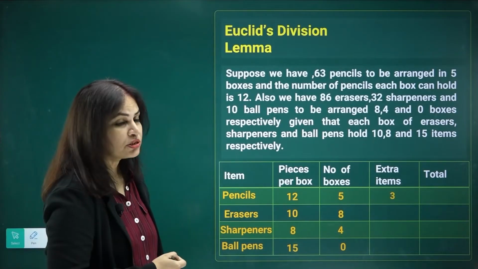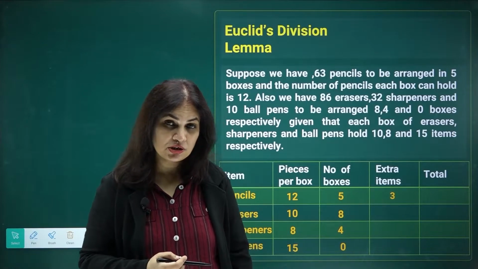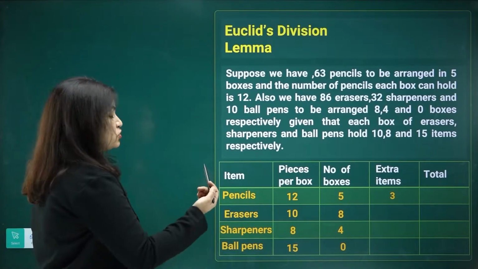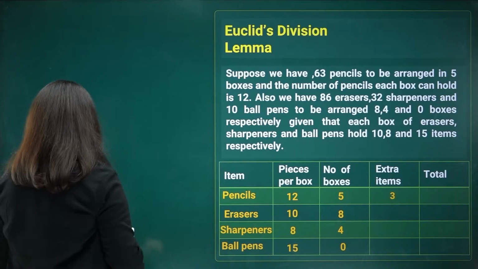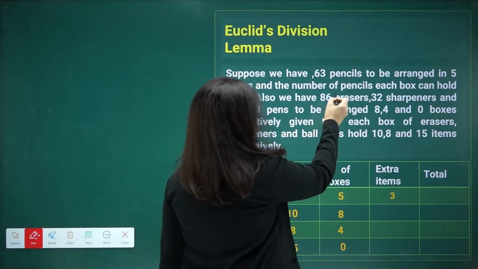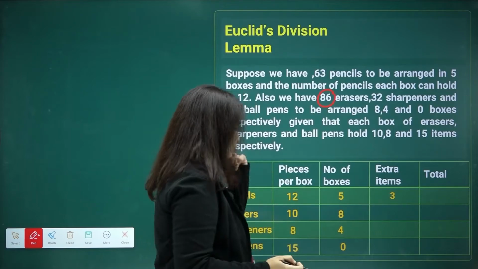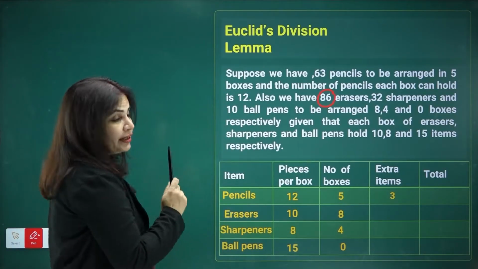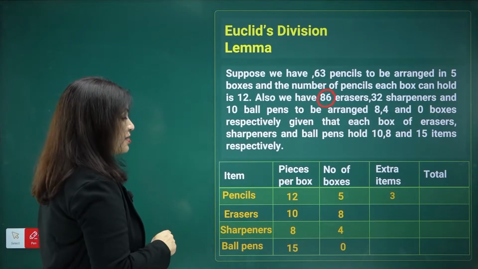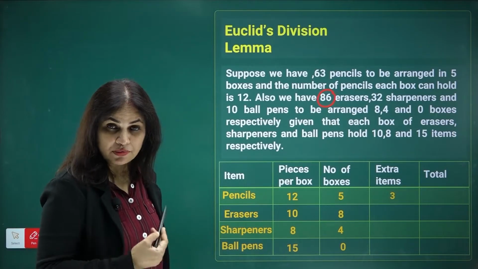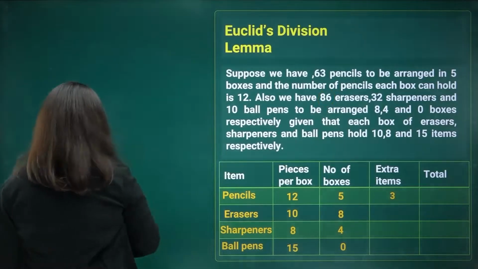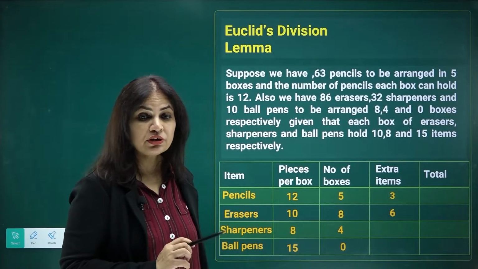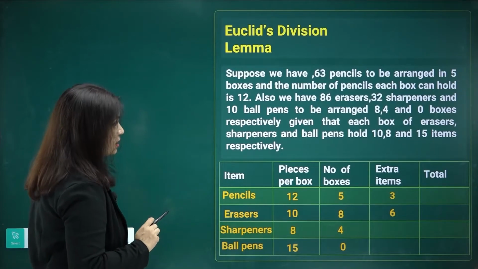Since we have 63 pencils and 5 boxes, each box holding 12 pencils, obviously 3 pencils would be left extra. There will be no place for the remaining 3 pencils to be put in the box. Similarly, we have 86 erasers, but there are only 8 boxes, each holding 10 erasers, and as such, how many erasers will be left? Yes, 6 erasers would be left loose, not fitting in the box.